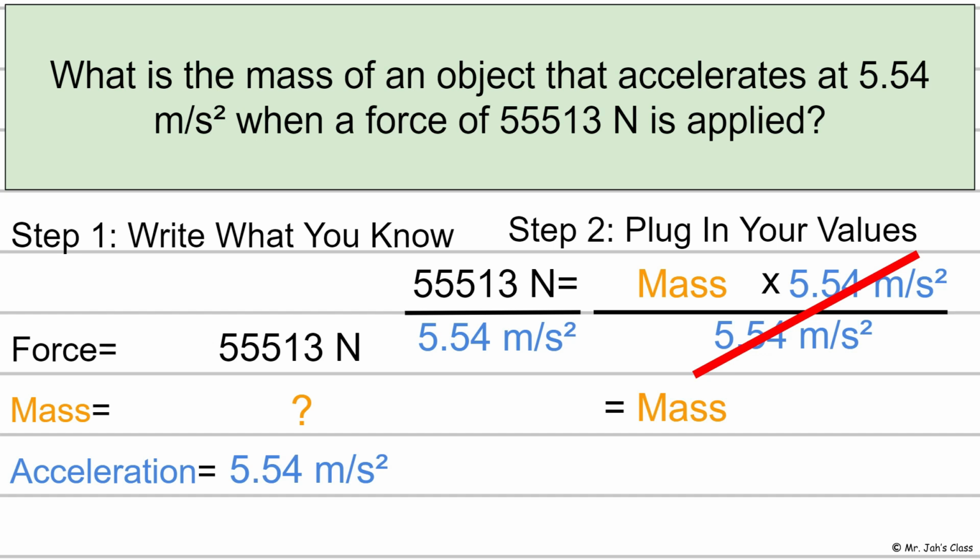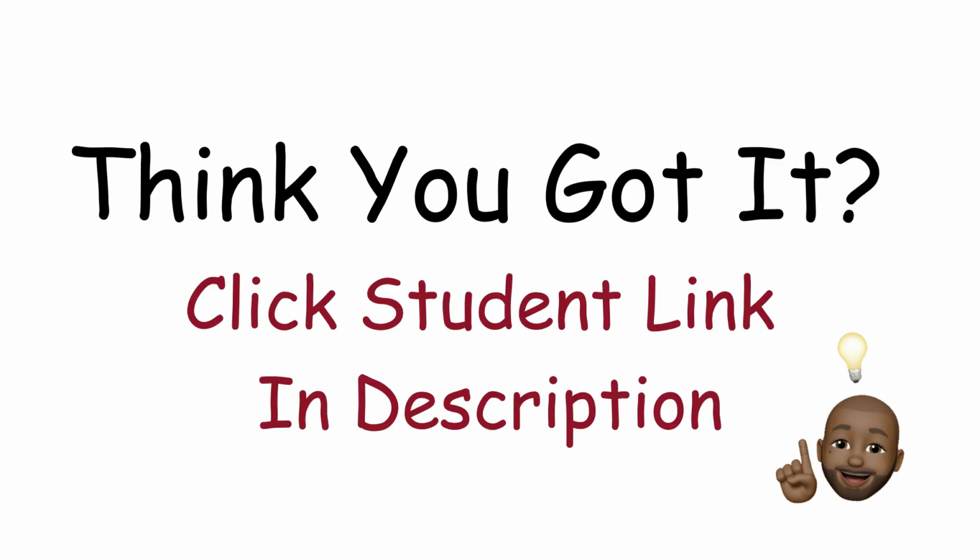And so now mass is equal to the quotient of those two values. So 55,513 newtons divided by 5.54 meters per second squared. Therefore, this object is 10,020 kilograms. And that is how you solve for mass.